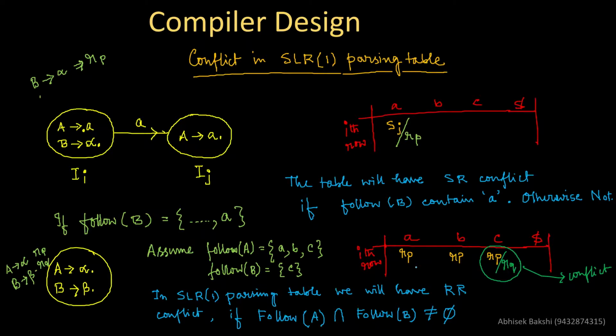But the reverse means the opposite scenario. Like if I see that there is a conflict in the LR0 parsing table, we can try to draw the SLR1 table, and there is a possibility that I might solve the conflict over there, or may not. It will entirely depend upon what is the follow of those left hand sides.